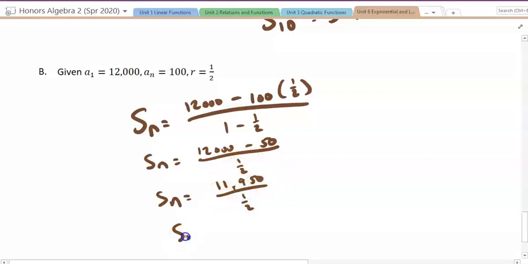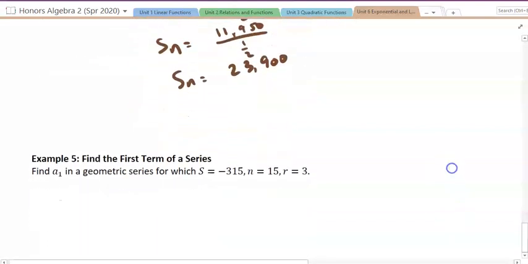And dividing by a half is the same as multiplying by 2, and that's what we'll do in the next step. So doubling this up, we're going to get 23,900. So again, the sum of the first n terms of this sequence would be 23,900. Again, I don't know how many terms that would be. We could figure it out based on the numbers, but that is what we are given. Okay? All right.